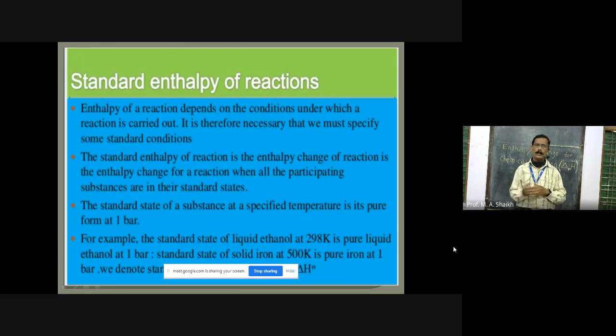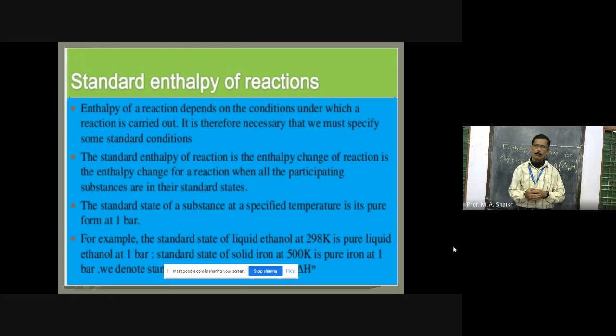Now, what is the standard temperature? Standard temperature is 25 degrees Celsius or 298 Kelvin. What is the standard pressure? Standard pressure is 1 bar. If any substance involved in the chemical reaction, either as reactant or product, is a gas, at that time the pressure should be 1 bar. For the standard enthalpy of reaction, the temperature of reaction should be 298 Kelvin or 25 degrees Celsius.